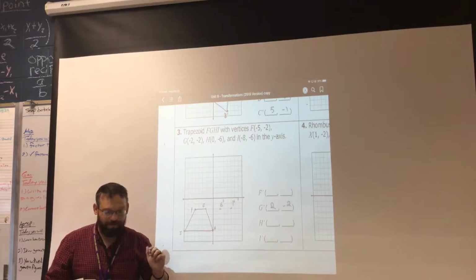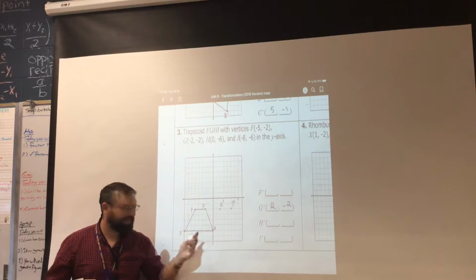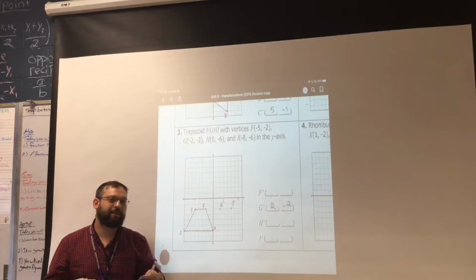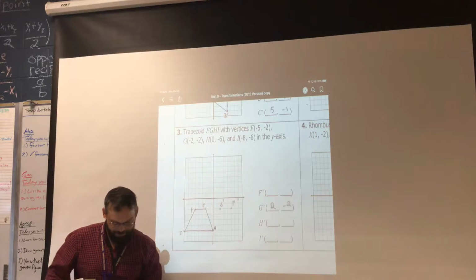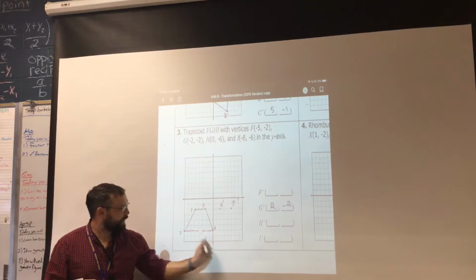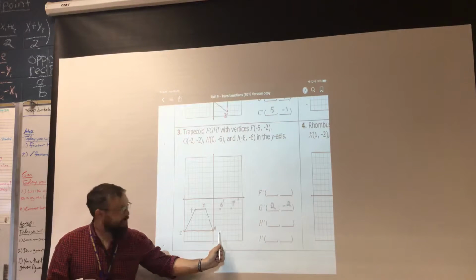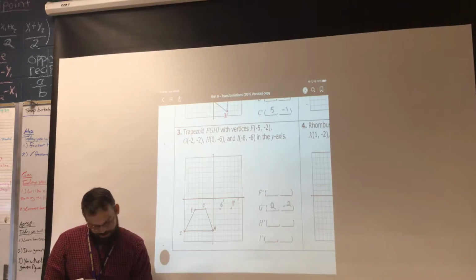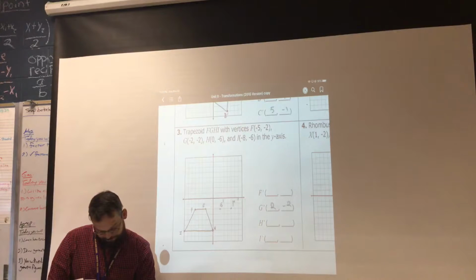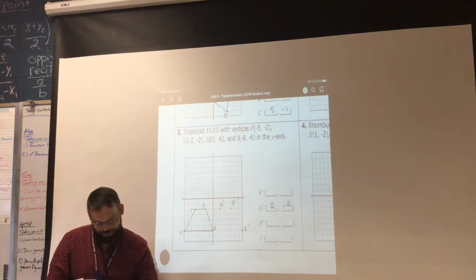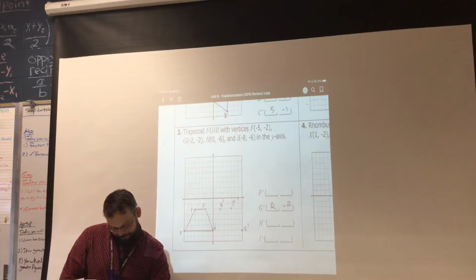H actually is not going to move because it's 0 units from the y-axis, it's right on it, so it stays put this time. So that worked out nice. I is 8 units this way, so that means it's going to be 8 units this way. 1, 2, 6, 7, 8. So right here. So H happens to be both H and H prime. How funny.